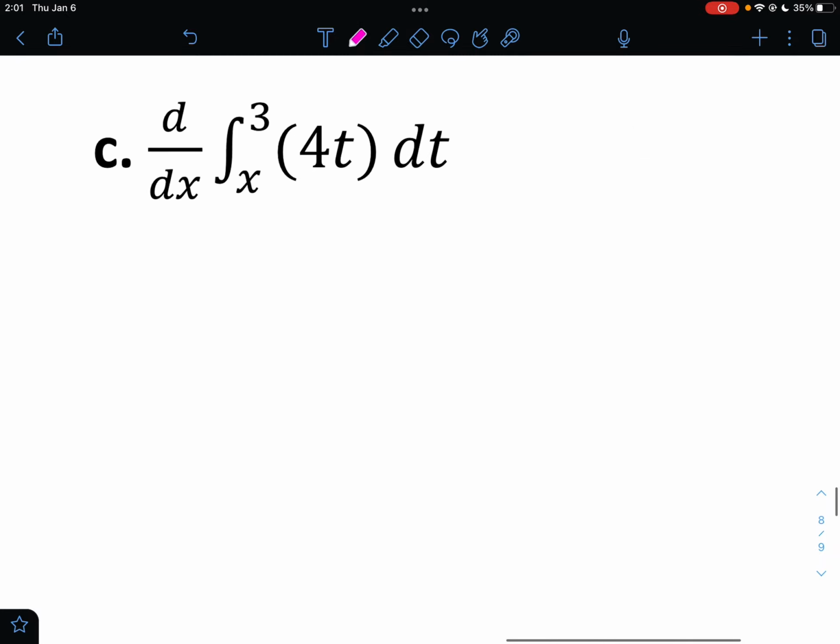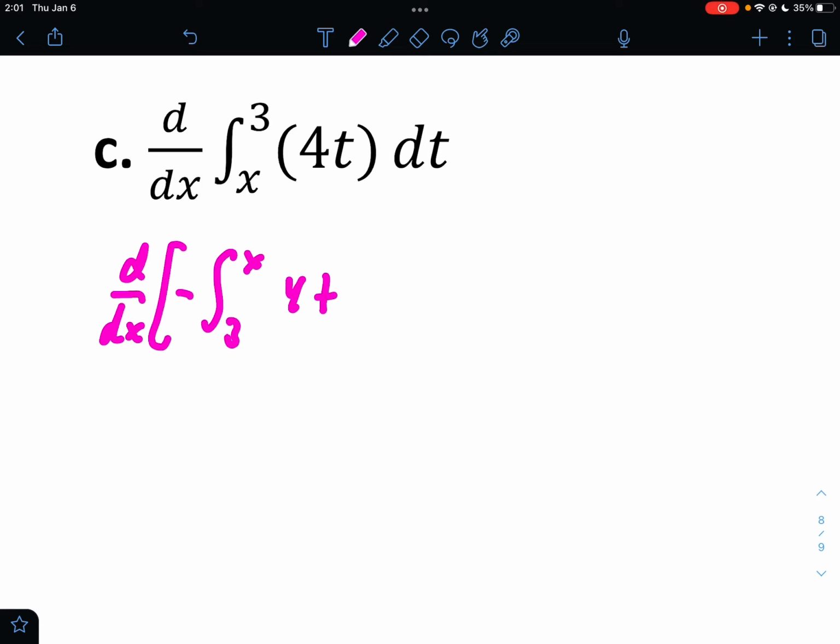Part C, got a little problem here. The variable's in the lower bound now. Well, what we can do, and we learned this in topic 6.6, is we can take a negative outside of the integral to flip our bounds. And now we can take x and put it in for t. And our answer is just negative 4x.